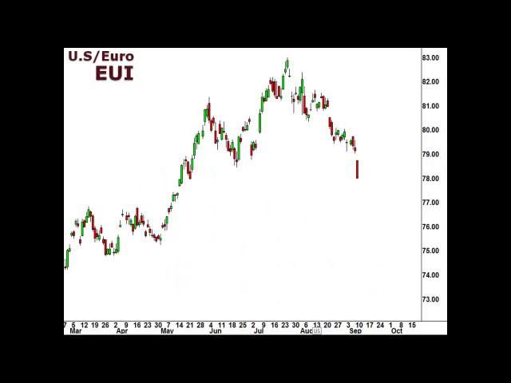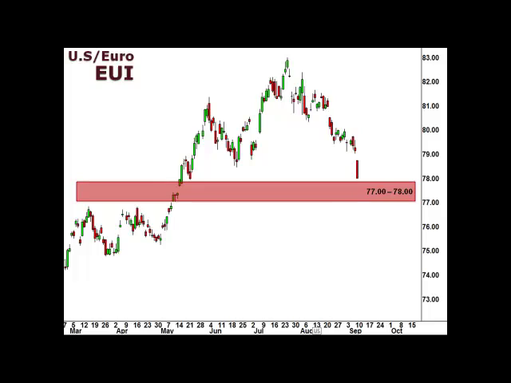Let's take a look at the U.S. dollar versus the euro as seen here in the ISE FX options pair value EUI. Well, the EUI continues to weaken with 77.78 as the next support level. Provided 78 holds as support, we are open to a test of 79.80 for resistance.